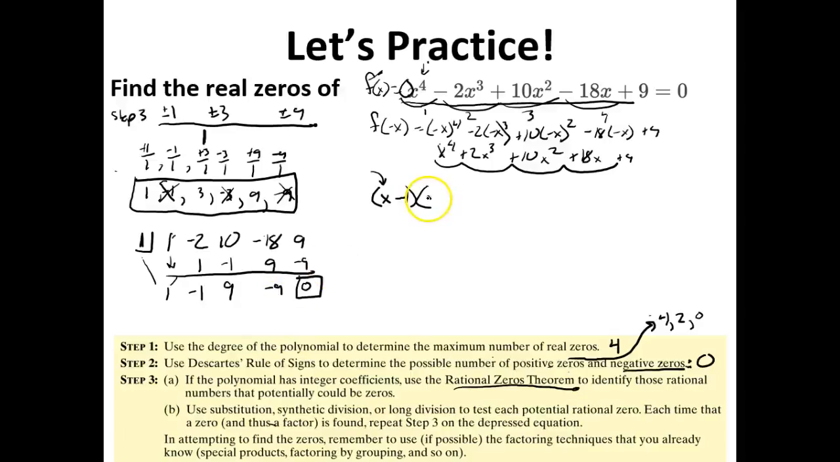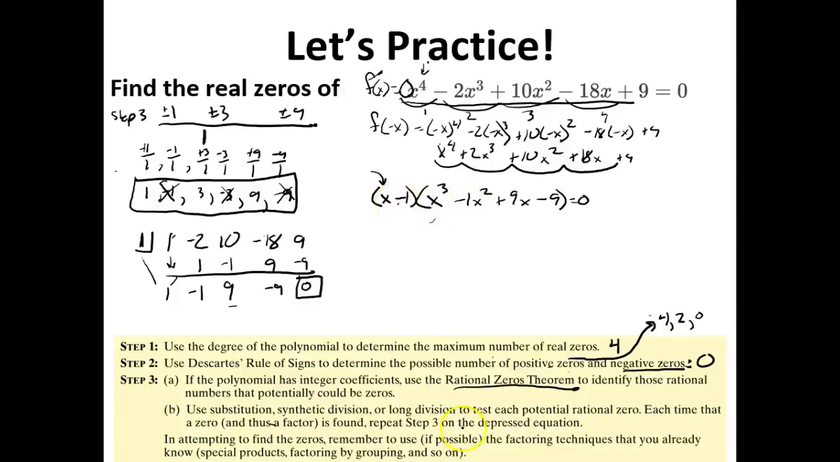We started off with an x to the 4th problem, so now we're going to have an x minus 1. If that gets factored out, this big one is going to be x to the 3rd. So it's 1x to the 3rd minus 1x squared plus 9x minus 9 is equal to 0. So 1 is one of the real zeros. That's one of the factors. Then I'm going to keep going.